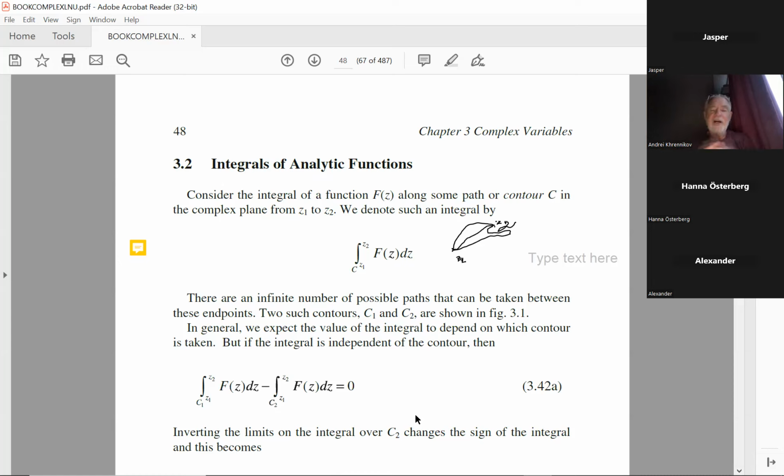And now we're coming to integration. I will just put on more light. It's a bit too dark, at least for me. Too dark.